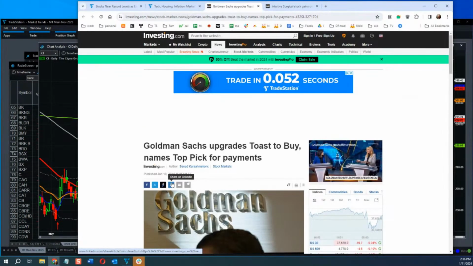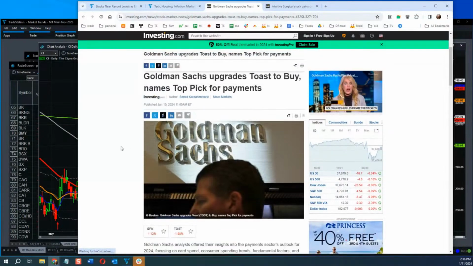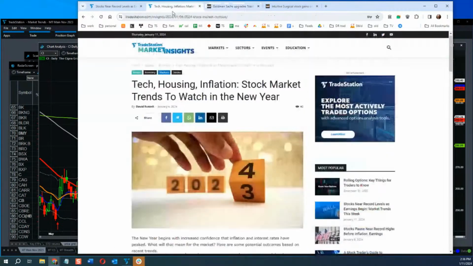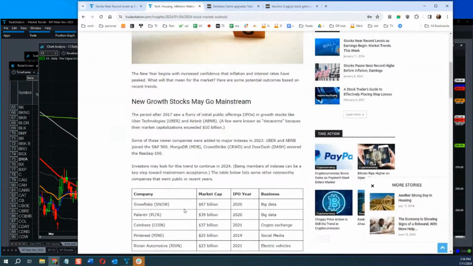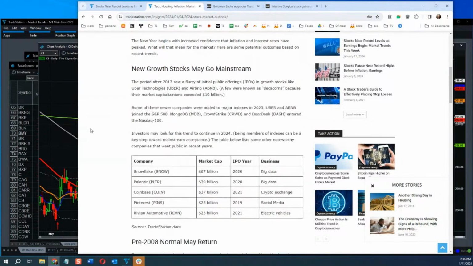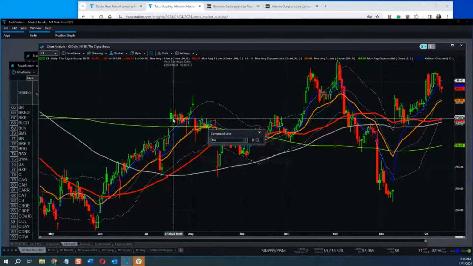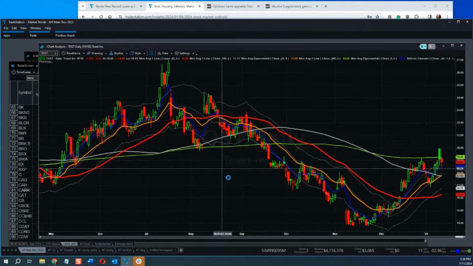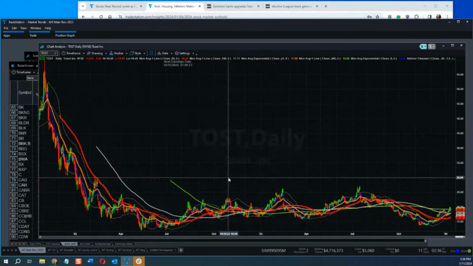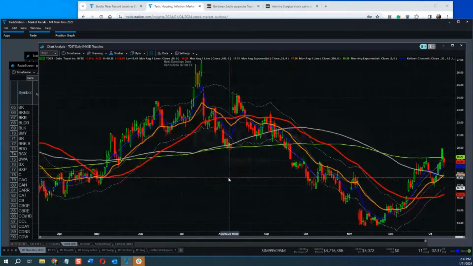Now, one of the themes I want to get into, and Toast is not on my list, but one of the themes that I highlighted here was new growth stocks may go mainstream. Now, Toast, TOST, Goldman put out some kind of bullish note on them. I'm not always just going to go around saying whatever Goldman says is true.